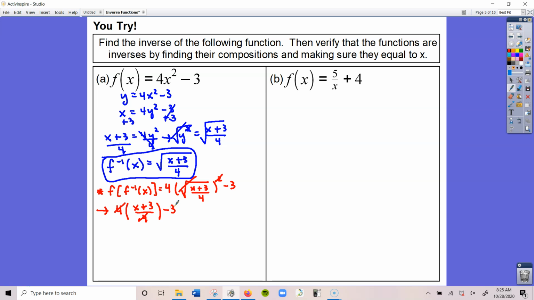These 4's would cancel. So now I have x plus 3 minus 3. The 3's cancel, and I'm left with x. So again, so far so good. And now we're going to go ahead and do f inverse of f.